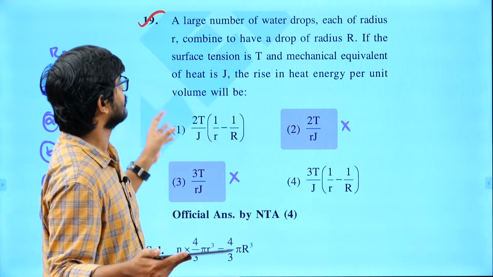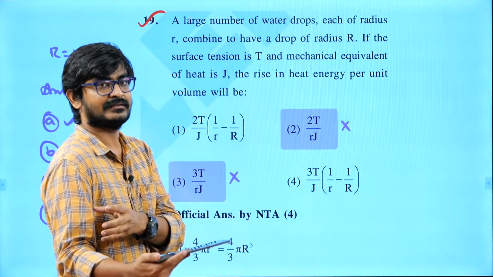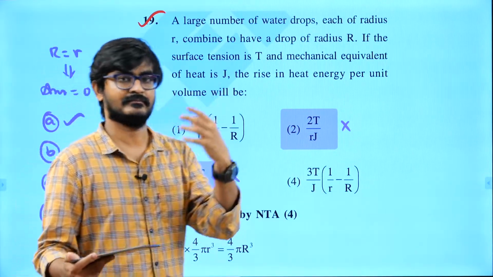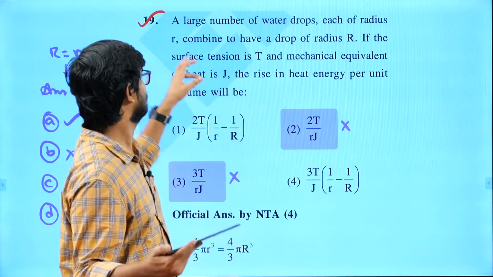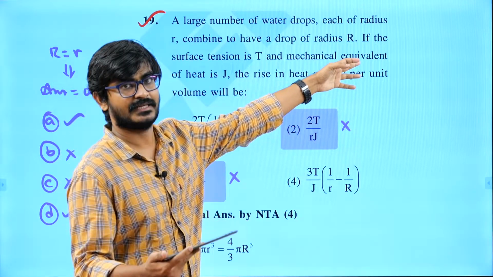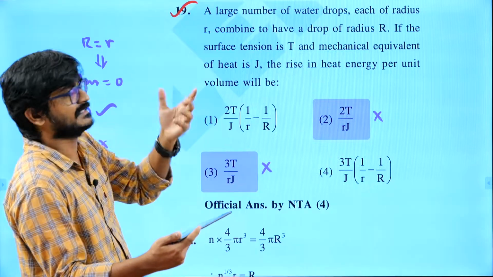But I can see one thing: what will happen if small r equals capital R? The meaning is one drop is there. They said many drops are combining and becoming one big drop. But if I take only one drop, what is happening? Then small r must be equal to capital R, right? Capital R must be equal to small r. The meaning is I am taking only one drop.